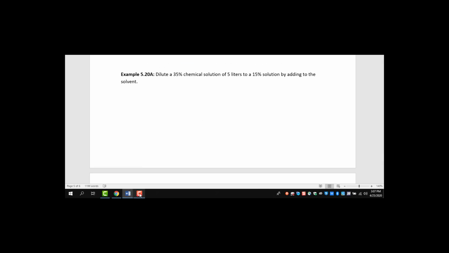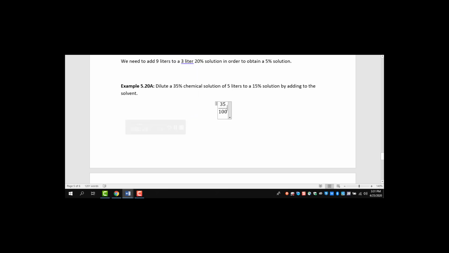So this one we will do ourselves. It's our last example for 5.4. We're going to dilute a 35% chemical solution of 5 liters to a 15% solution by adding to the solvent. So we're going to do the same thing we just did above. So if we have a 35% chemical solution, this is what it means. So there is the 35 out of 100. Now it doesn't mean that there's 35 of the solute and 100 of the solvent, but that's the percentage.